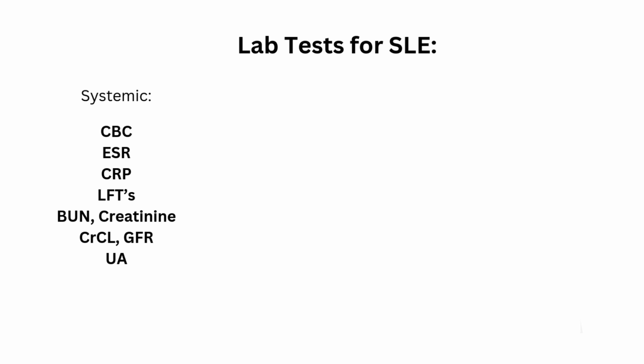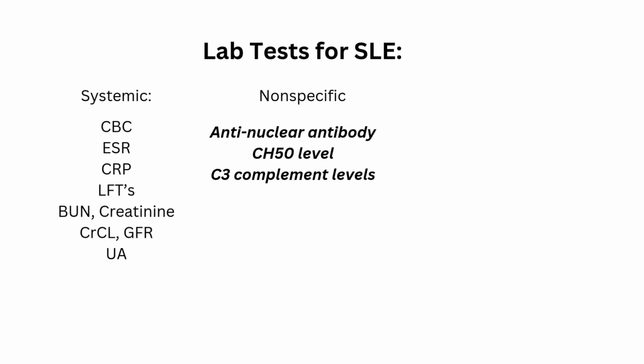Lab tests that may be valuable to assess for the systemic manifestations include CBC, sed rate, CRP, LFTs, BUN, creatinine, glomerular filtration rate, and urinalysis. Anti-nuclear antibody with immunofluorescence may be valuable, as well as CH50 and C3 complement levels, and this will correlate with disease status, with active disease as the complement is depleted and diminished.